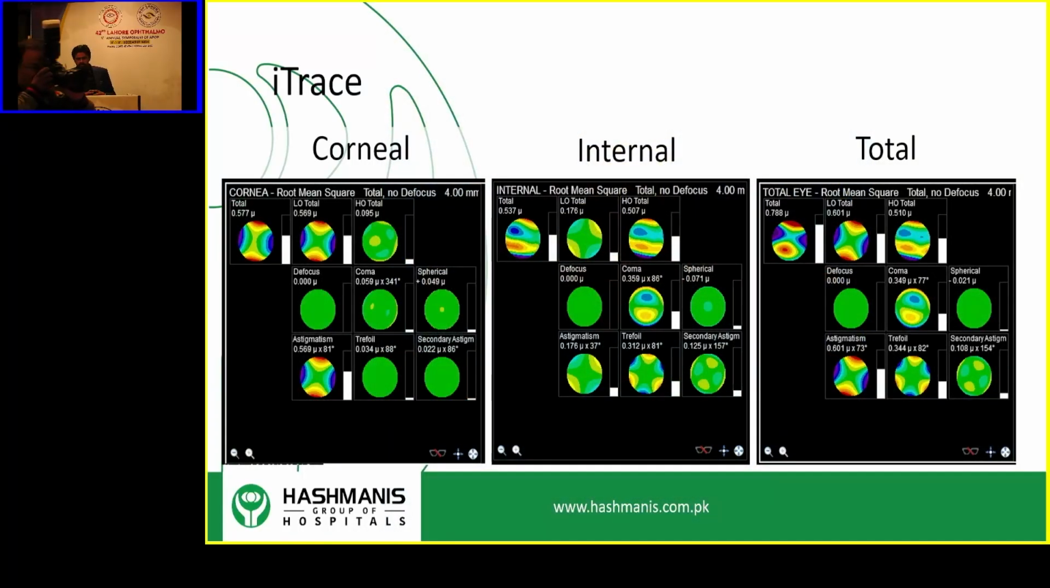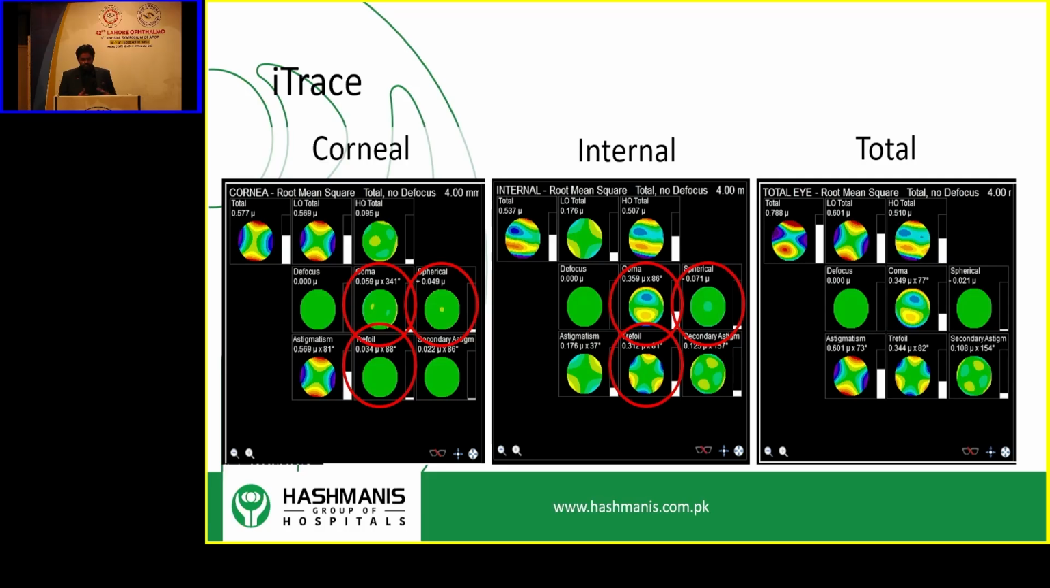So our eye is composed of different aberrations. Some are lower order aberrations like myopia and hyperopia, and then there are some higher order aberrations. Together they combine to form the vision that we have, the depth of focus that we have, and you can measure that using various aberrometers like the eye trace that we have. Now, there are different types of aberration that can occur on the cornea and inside the eye, and then they combine to make the total.